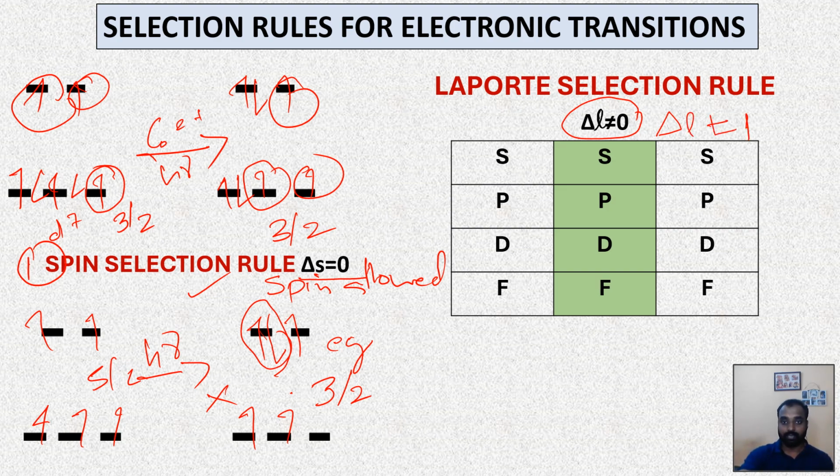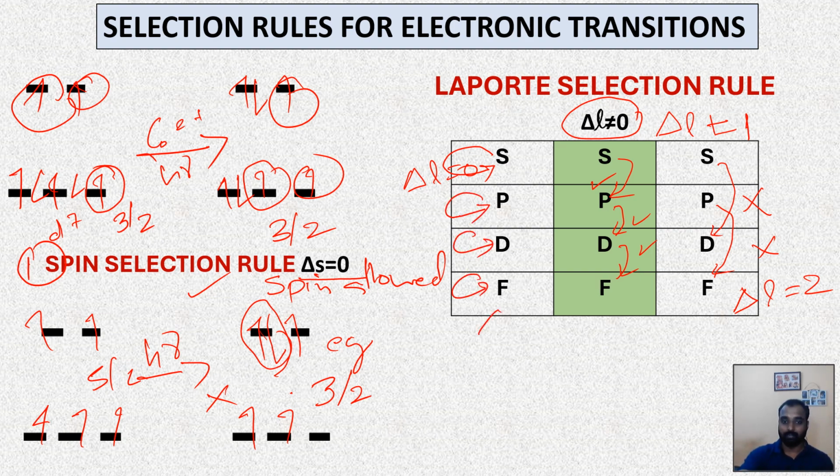That is, the transition from s orbital to p orbital is Laporte allowed. From p to d it is Laporte allowed, and d to f is Laporte allowed. But the transition from s to d is Laporte forbidden, and p to f is also Laporte forbidden. Here the delta L value is equal to 2. Also the transition from s to s, that is delta L equal to 0, and p to p, d to d and f to f are Laporte forbidden. So we know that the d-d transition is responsible for the color of transition metal ions.